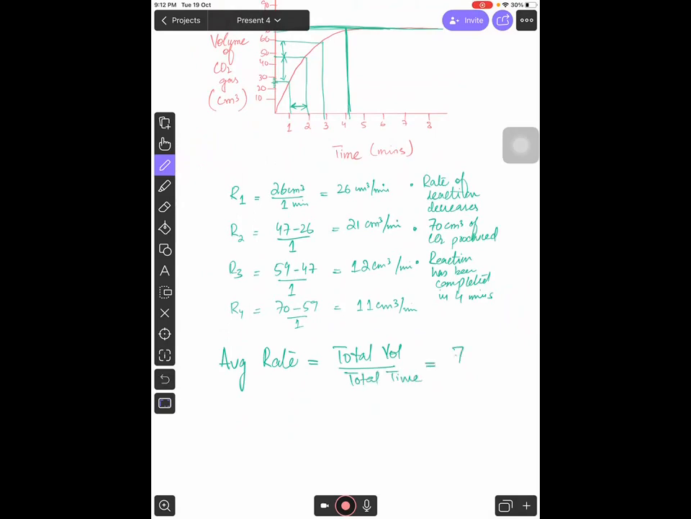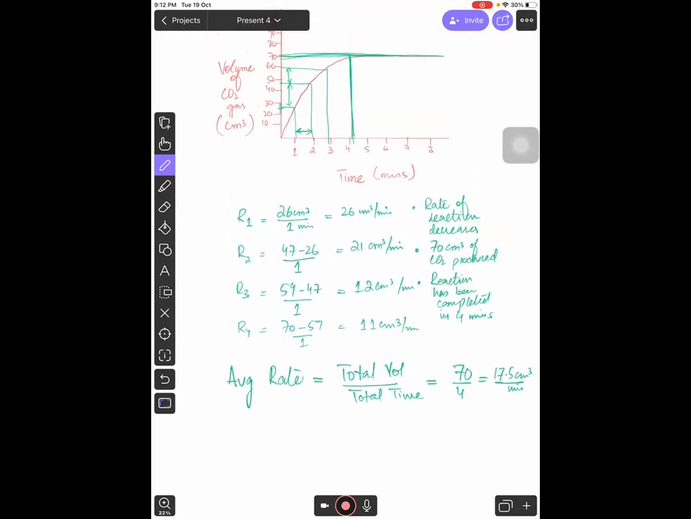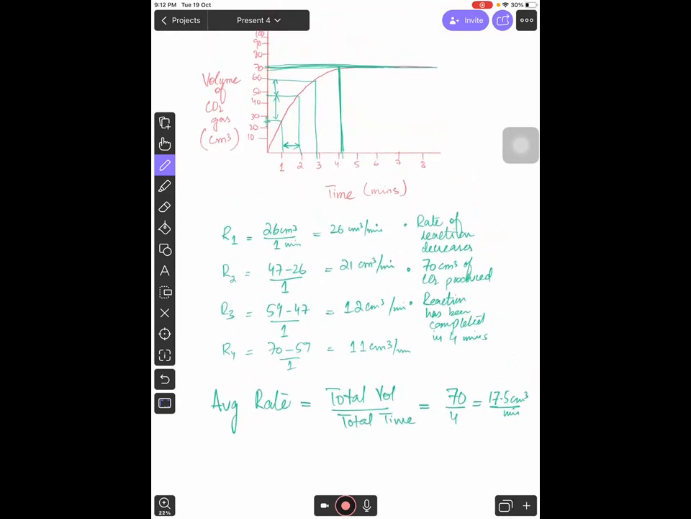So it is 70 over 4. So what is the answer? It is, I think, 17.5 centimeter cube per minute, right? So this is the average rate, the overall rate that is showing this graph, okay? So in all 4 minutes, if we take the average rate, it is just like this. So you need to understand this one.